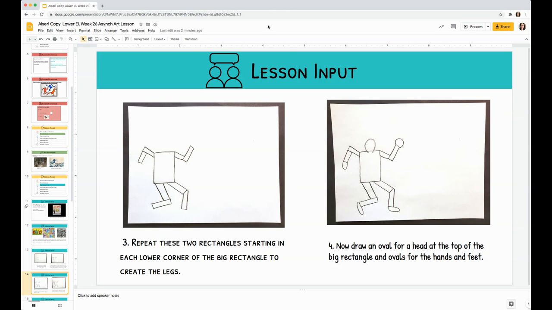The next steps, number 3, repeat these 2 rectangles for the legs. Make 2 rectangles, decide what direction they'll go in. 2 rectangles for one leg and 2 for the other, so 4 total for the legs. Number 4, draw an oval for the head at the top and ovals for the hands and feet. See how easy?